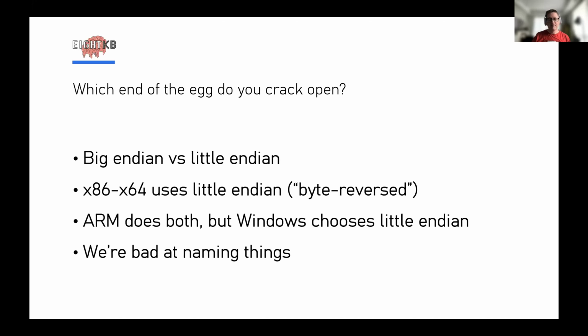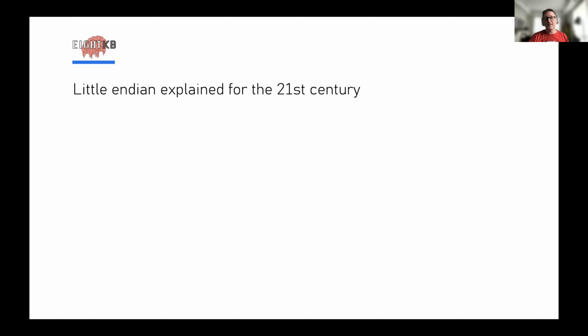We're bad at naming things. There's no question about that. And this is just one of those things that we have to deal with. So let's explain Little Endian for the 21st century.